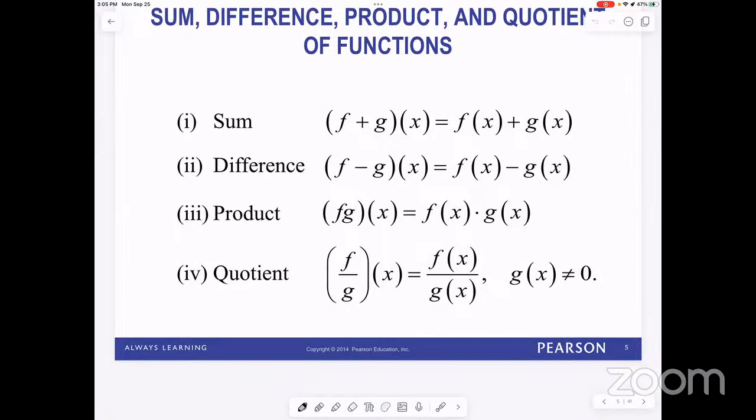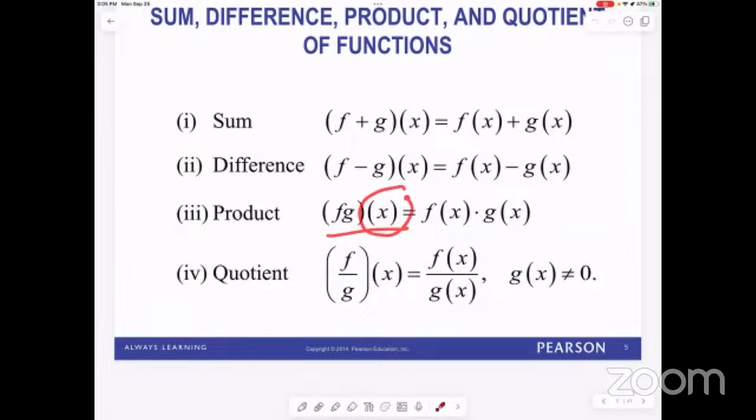So, a common error here: when students see the notation in this form, they think it's multiplication. And I've seen where students try to distribute x's like that. This is not multiplication, right? This just means the function f plus the function g, right? Again, this is not multiplication. This just means f minus g. That's it. This one is a product, but do not introduce an additional x.